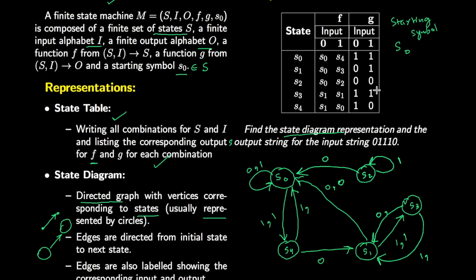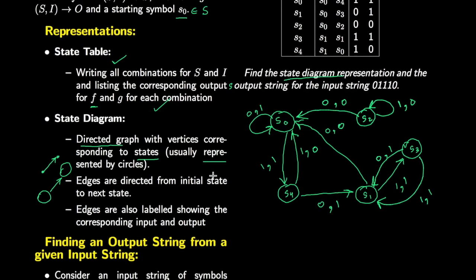Okay. For S2, I have 0 in both cases. So S2, 0, S2, 0. For S3, I have 1 in both cases. So S3 is 1 here and 1 here. For S4, I have 1 and 0. So S4, I have 0 here and 1 here. Okay. So this is my state diagram representation of this table.